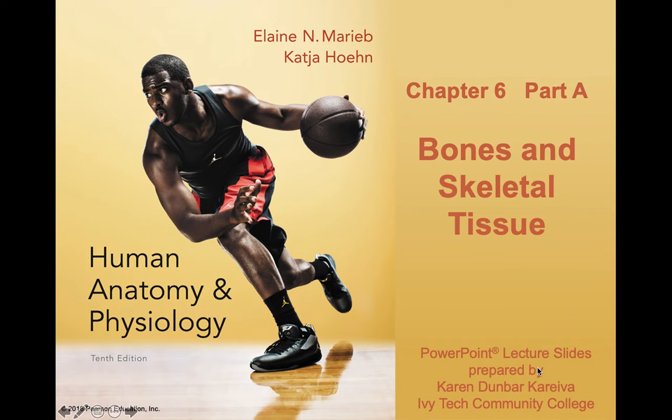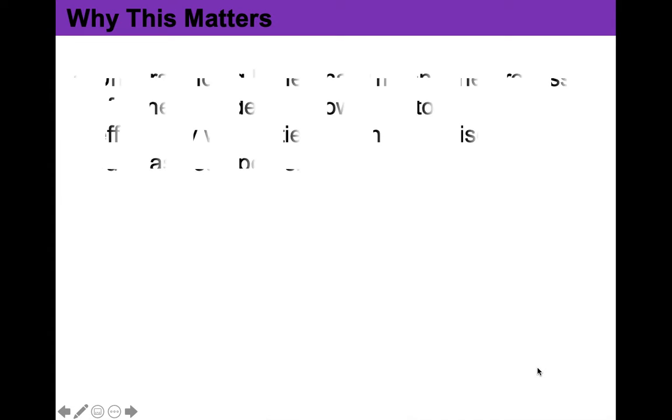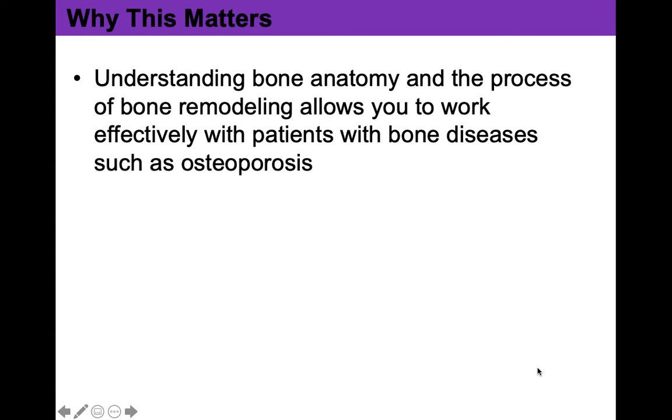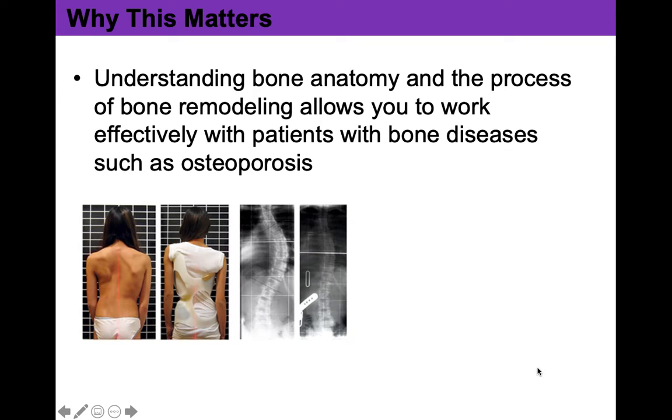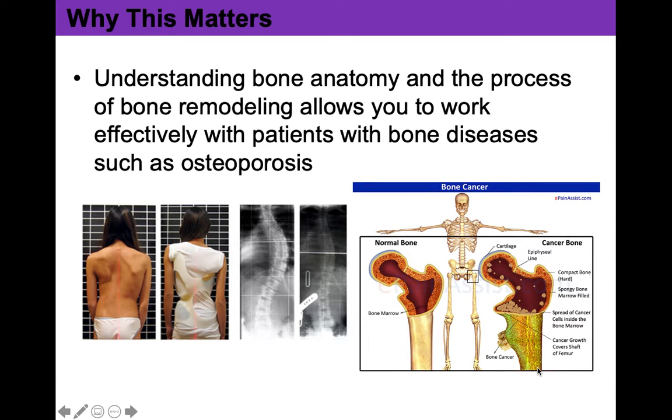Today, we are going to go over bones and skeletal tissue. Let's jump right in. So why does this matter? Understanding bone anatomy and the process of bone remodeling allows you to work effectively with patients' bone disease such as osteoporosis. Another one could be scoliosis. Also bone cancer, very rare, but it can still happen. Cancer can attack anywhere. Usually this ends up developing some type of leukemia.